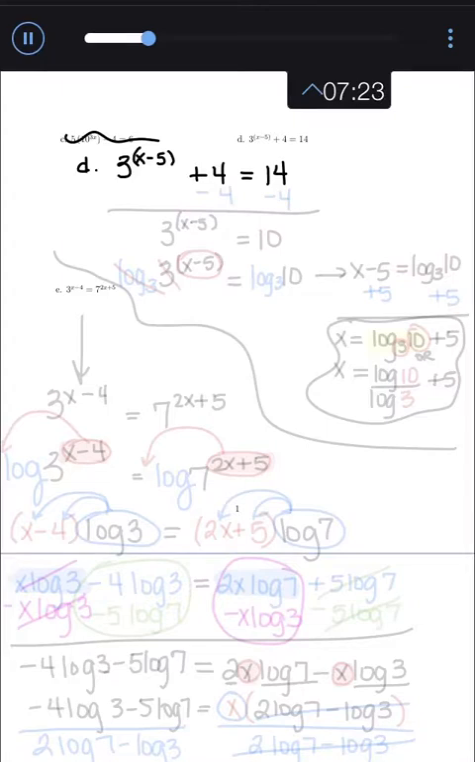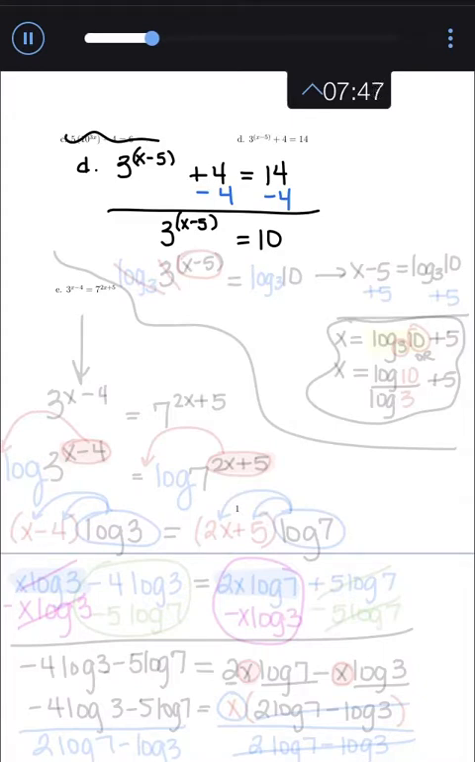So again, the first thing that we're going to do is get rid of that plus 4 that's dangling off to the side. So we'll subtract 4 from both sides. That will give us 3 to the x minus 5 equals 10. Then the problem is, how do I get rid of that 3?